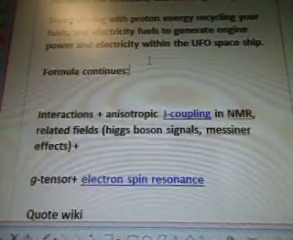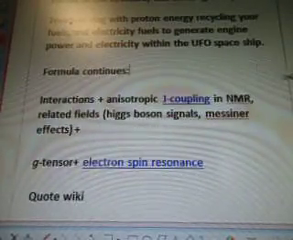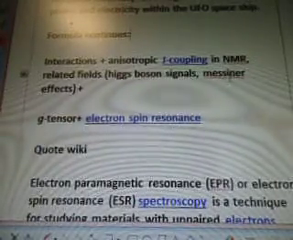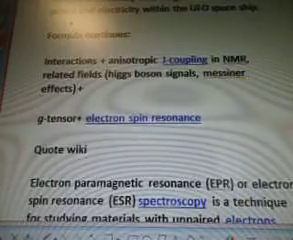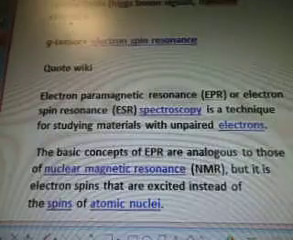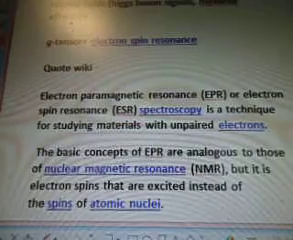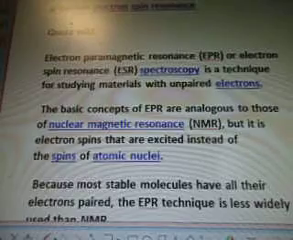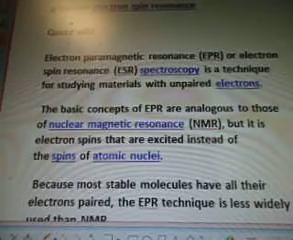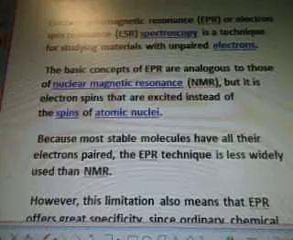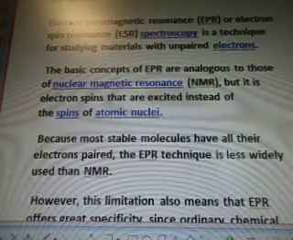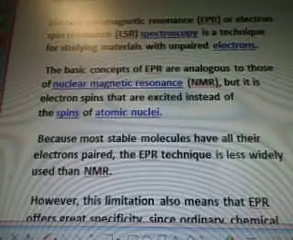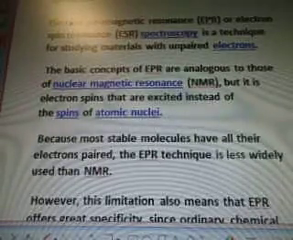Formula continues. Interactions, anisotropic J coupling and NMR, related fields, Higgs boson signals, Messenger effects, G tensor plus electron spin resonance. Quote from Wiki: electron paramagnetic resonance, EPR, or electron spin resonance spectroscopy is a technique for studying materials with unpaired electrons. The basic concepts of EPR are analogous to those of nuclear magnetic resonance, NMR, but it is electron spins that are excited instead of the spins of atomic nuclei.